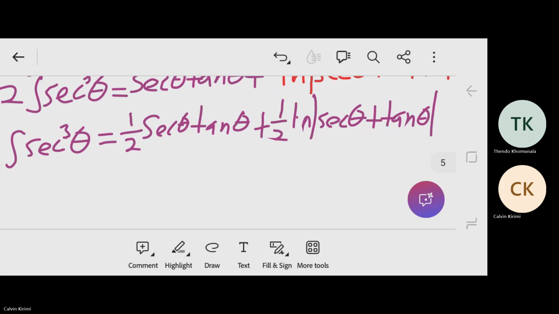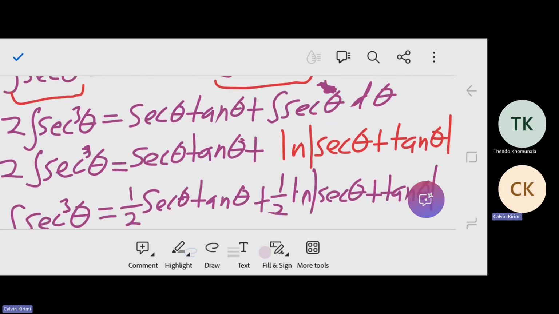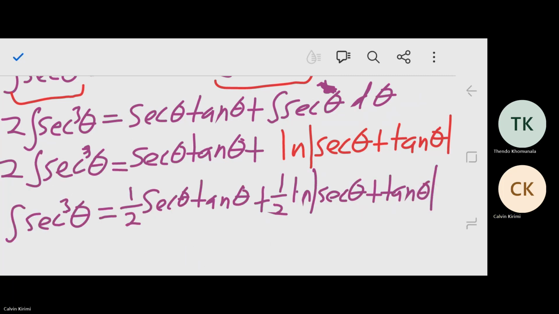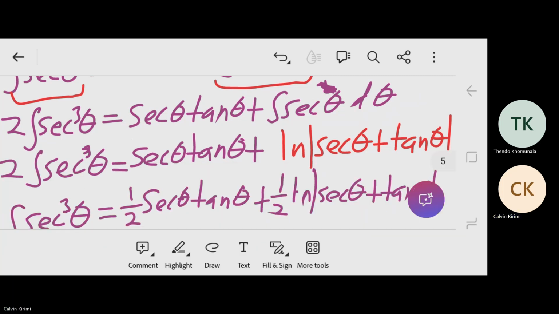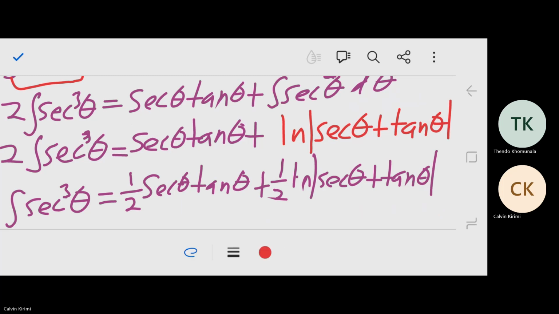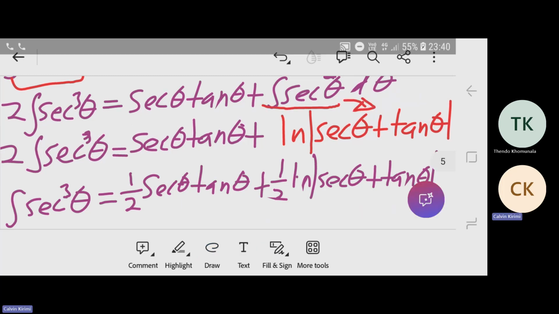You must know the integral of secant theta, the ln of secant theta plus tan theta, by heart. Must know that. Then let's continue from there.